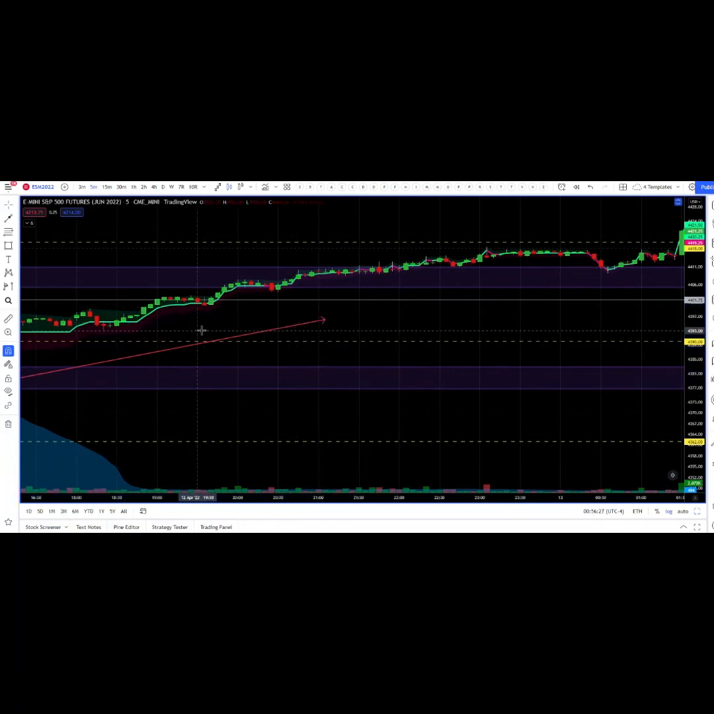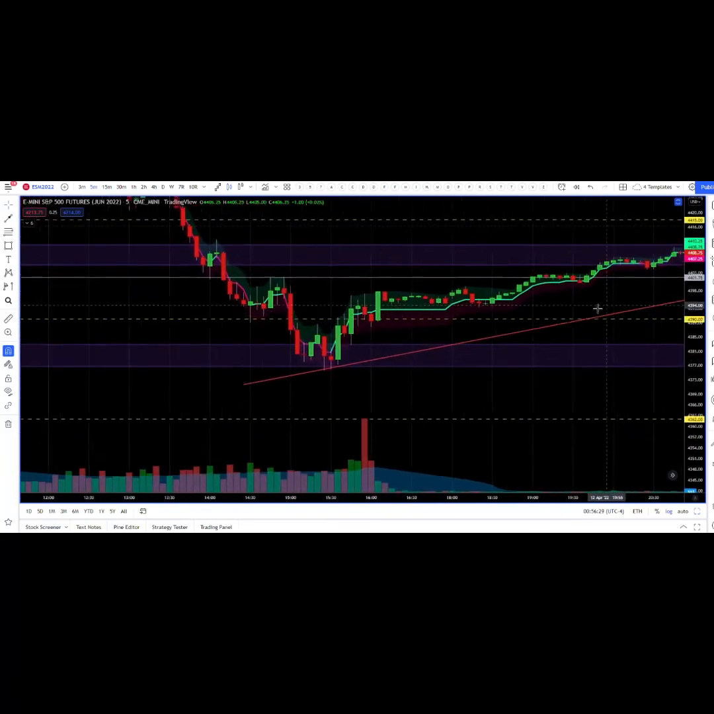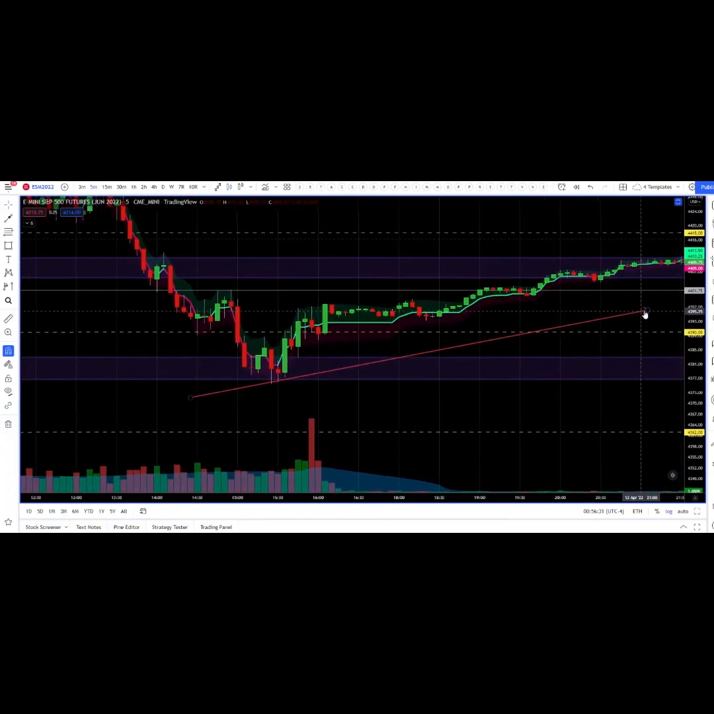It's the same thing as this. It broke through it, came back, and tested it and bounced. Broke through it, came back. Might have tested it earlier, but it didn't quite get there. It tried here and then dropped.